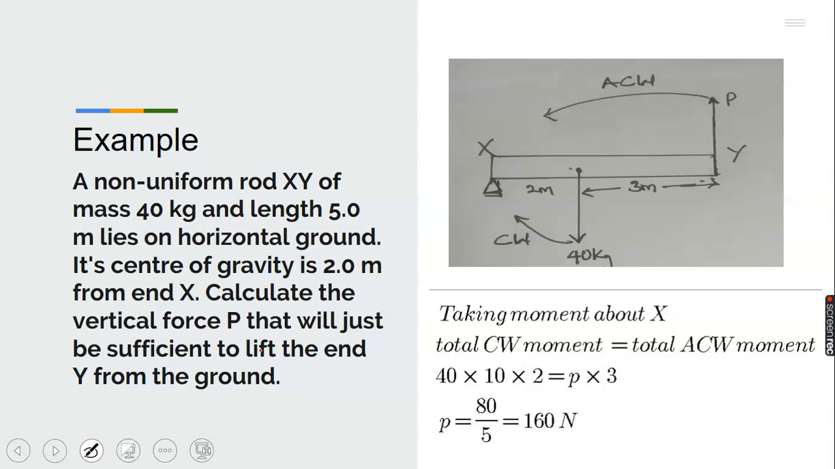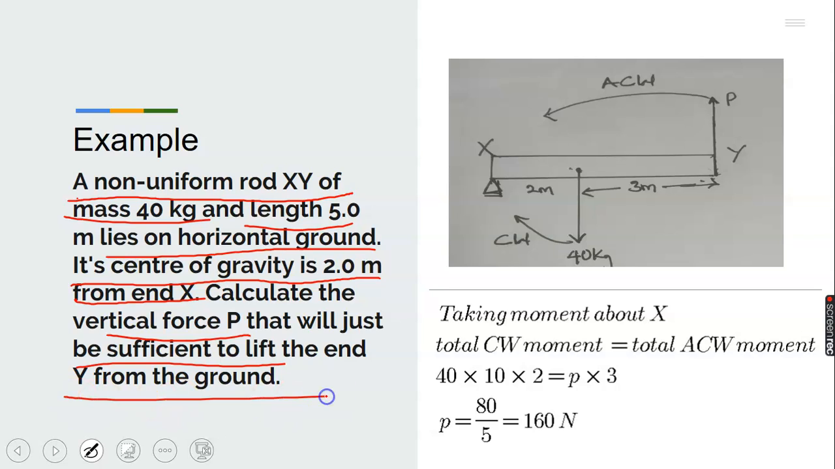Example: a non-uniform rod XY of mass 40 kg and length 5 meters lies on horizontal ground. Its center of gravity is 2.0 meters from end X. Calculate the vertical force P that will just be sufficient to lift the end Y from the ground. Now, this is the non-uniform rod XY.